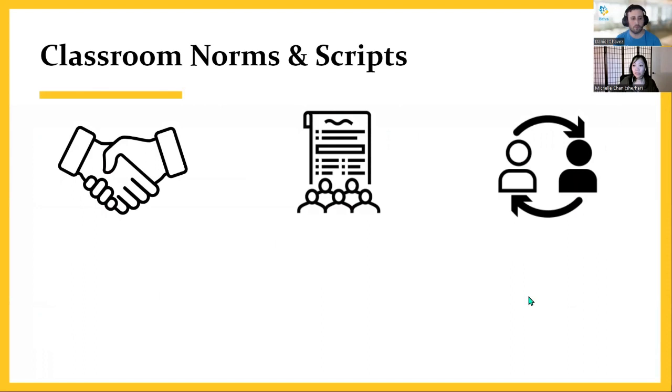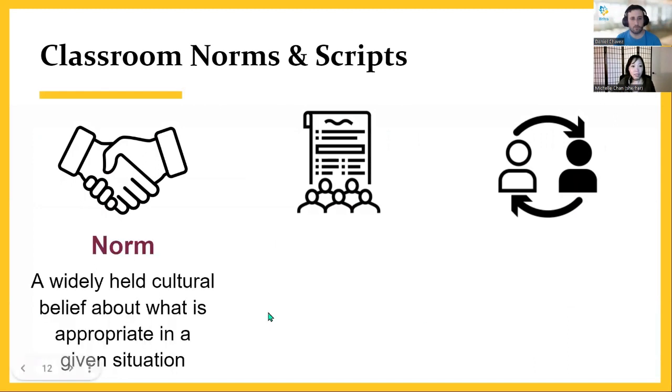So looking at three of Miller's points within the classroom setting, norms, script, and role, we can get a better sense of how instructors in a typical US classroom operate. A norm is a widely held cultural belief about what is appropriate in a given situation. So in the classroom, a norm might dictate, for example, the amount of student talk versus teacher talk, wherein the belief is that the real learning takes place when there's more of the former and less of the teacher lecturing throughout the class period.